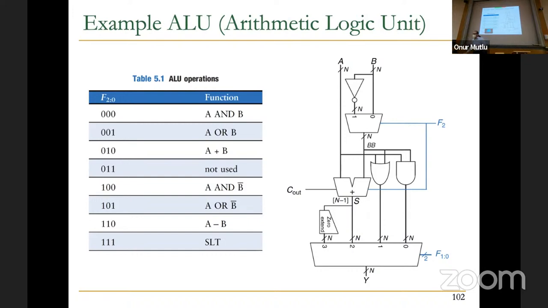Yes, exactly. So I was expecting SLT, which is set less than. Basically, it's a function in MIPS, as you will see and implement. It's setting the output to one if A is less than B. Otherwise, it's setting the output to zero. It turns out it's an instruction in the instruction set architecture, as we will see.